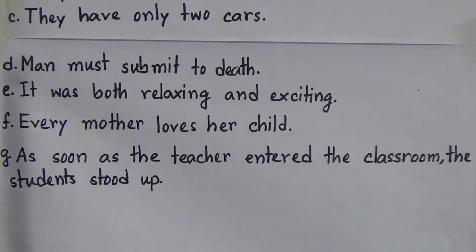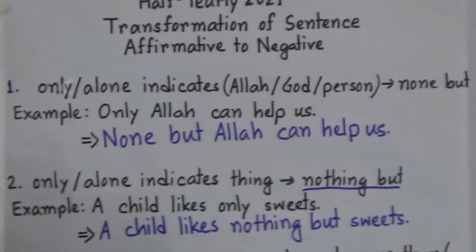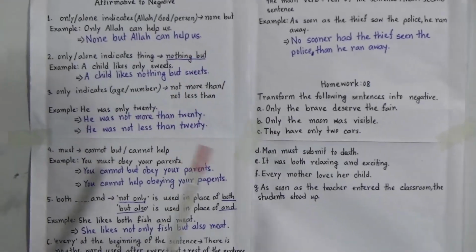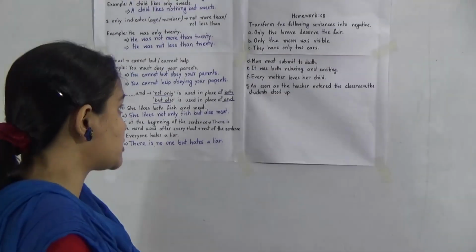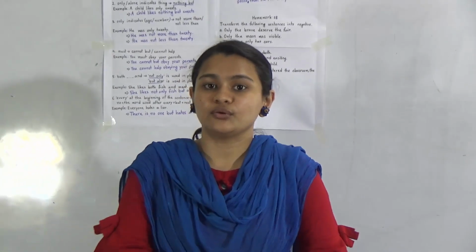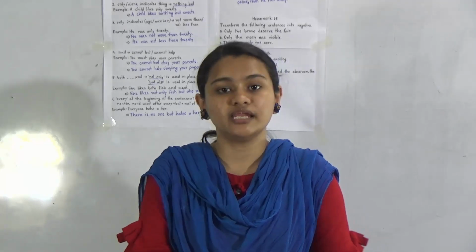So dear students, all of you will at first go through these rules, how will you change the affirmative sentence to negative form. Then you will do this exercise. So if you understand this topic, if you understand these 7 rules, you can do your homework. So all of you will go through the rules of the transformation of sentence, that means how will you change the sentence affirmative to negative. You can take the help of any grammar book, whatever you like, and then you will do your homework.